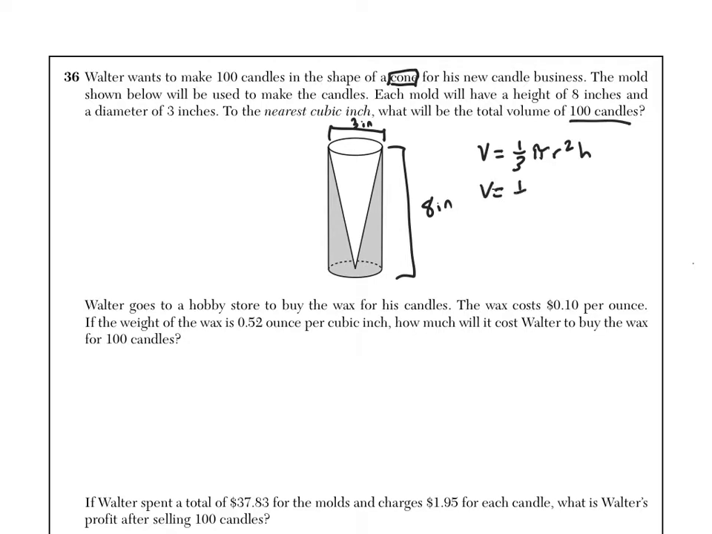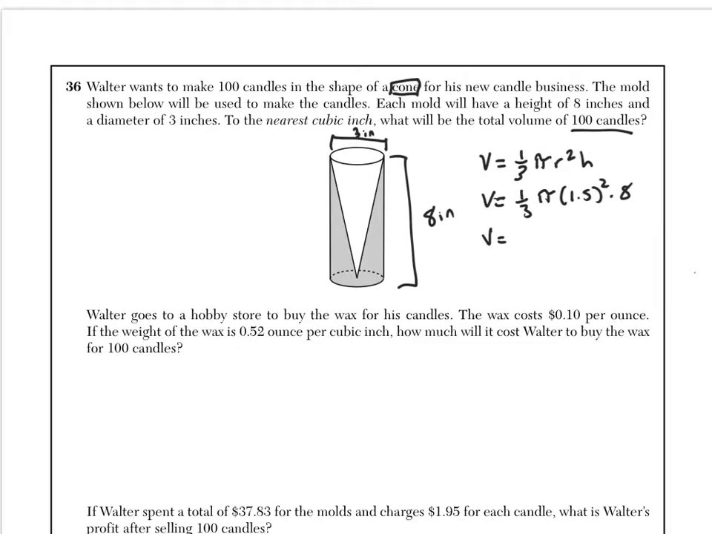We pretty much have all the information here, right? Our radius is 1.5, half the diameter, squared, times the height, which is 8. And our volume is going to be equal to 18.84955592. That's inches cubed. So that's one candle. But this says we want to find the volume of 100 candles. So we're just going to multiply this guy by 100.